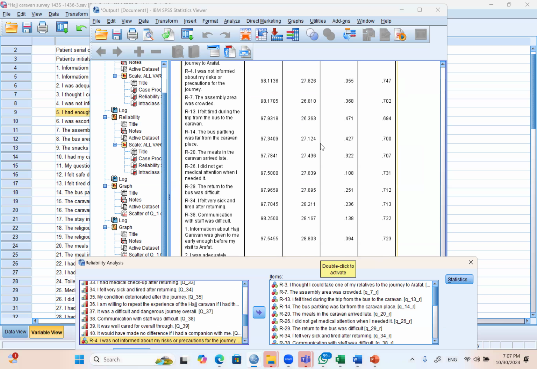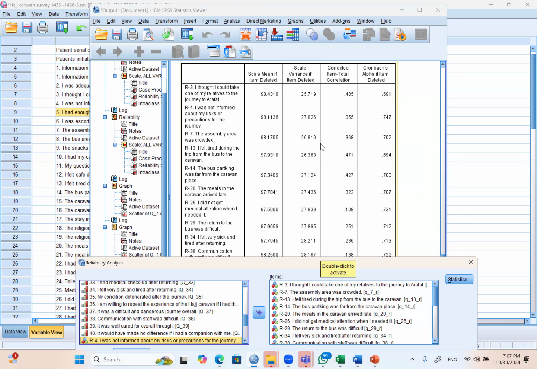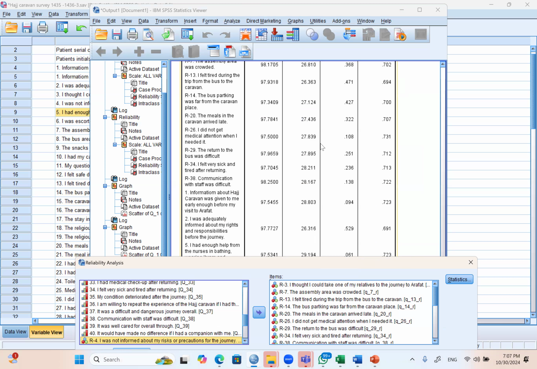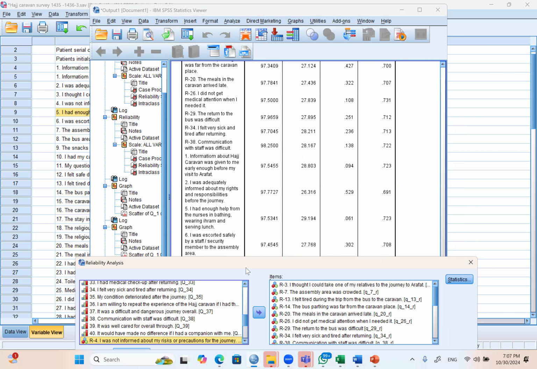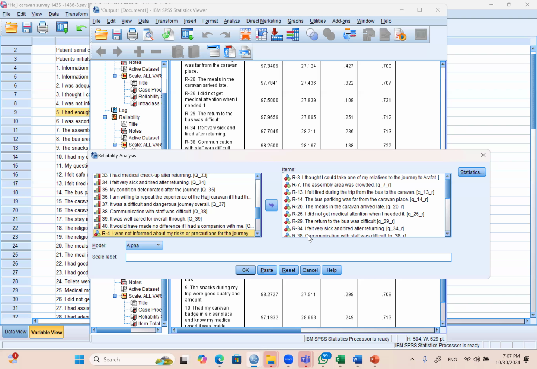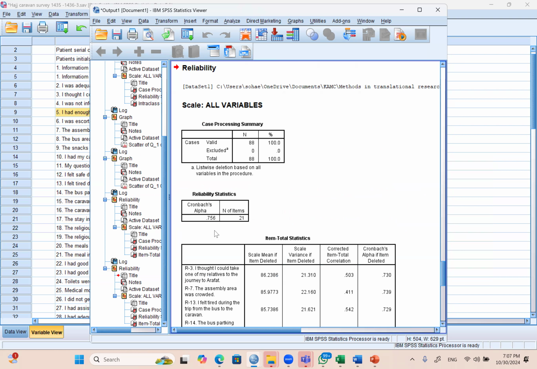Which ones did we want to remove? Number 4, okay, and numbers 38 and 1. So maybe I'm going to remove number 38 and I'm going to remove number 1. And I'm going to say, okay, now. See, my Cronbach's alpha is now increasing. Okay, what does this mean?